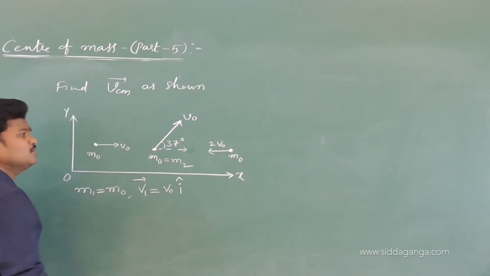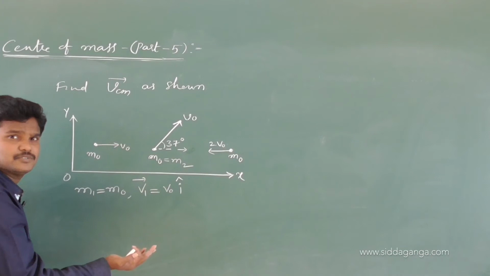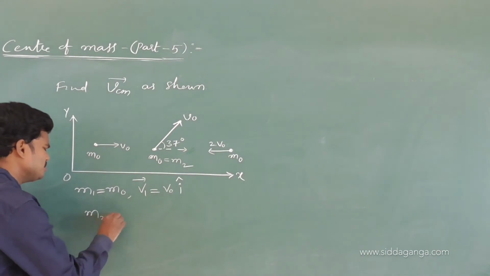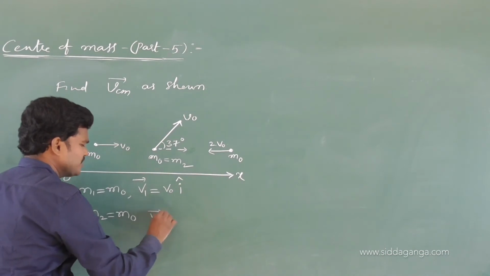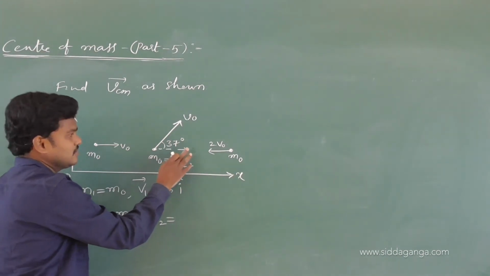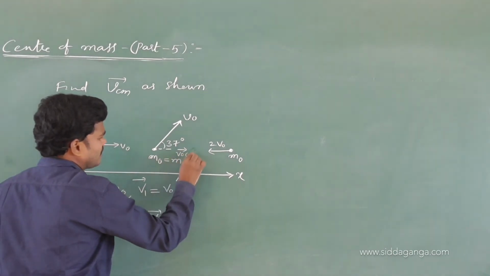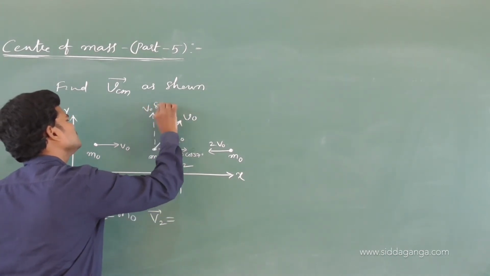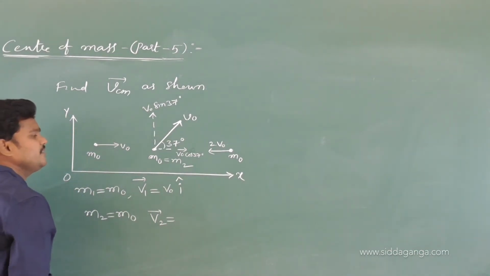So this particle is moving at an angle of 37 degrees with respect to the x axis. So M2 is M naught, but this V2 we can resolve into two components. V naught along the x axis, V naught cos 37. Resolve this V naught into two components. This is V naught cos 37, and this is V naught sin 37.